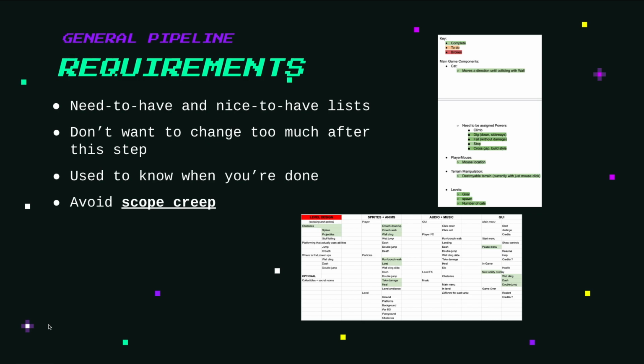Awesome. So, you have your prototype done. The game feels great, but it looks ugly. But now you want to actually finish it. So what do you do? This is a step of what I call requirements, but it's kind of like your outline, but with everything written down. So you have a need to have list and a nice to have list.